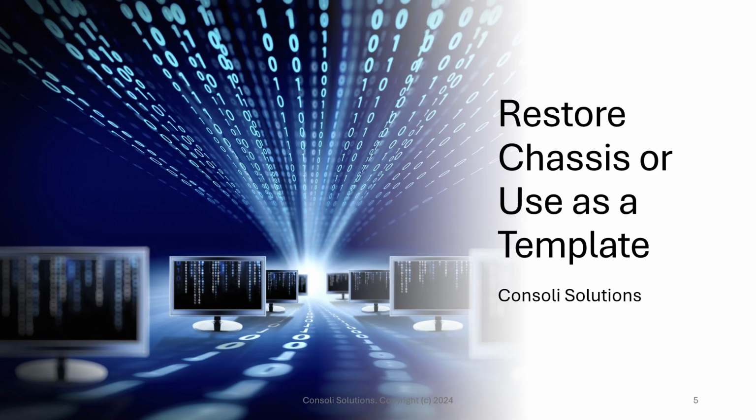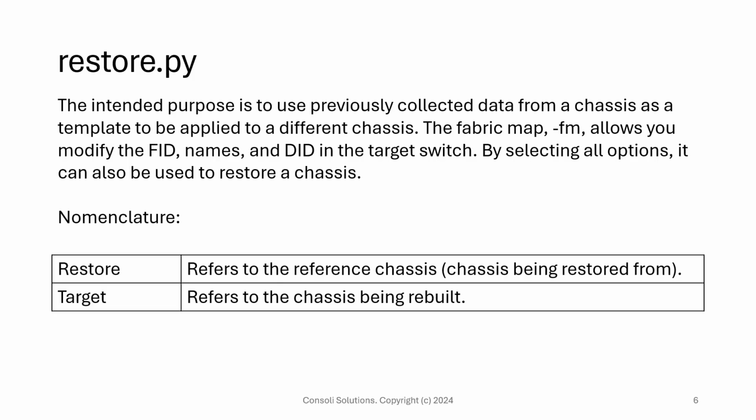Although primarily intended to use other switches as a template, this script can be used to restore or repurpose a chassis as well. A mapping function, therefore, allows you to change the fabric name, the fabric ID, the switch name, and the domain ID. The nomenclature used herein is that restore refers to the chassis that you're restoring from, and target refers to the chassis that is being built.